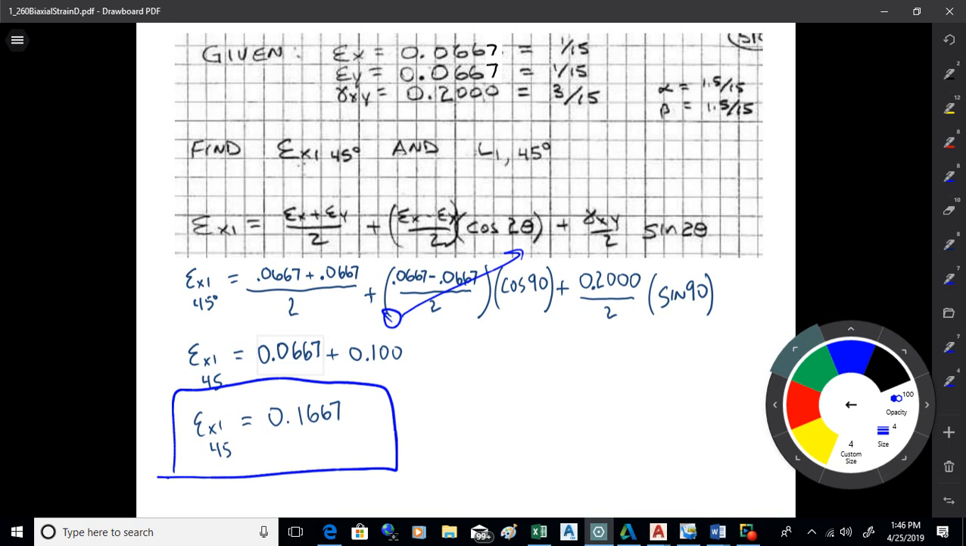Okay. So if I put in those values at the top, what comes out for a strain at 45 degrees is 0.1667. We okay with that? Now let's see if this really works, okay?